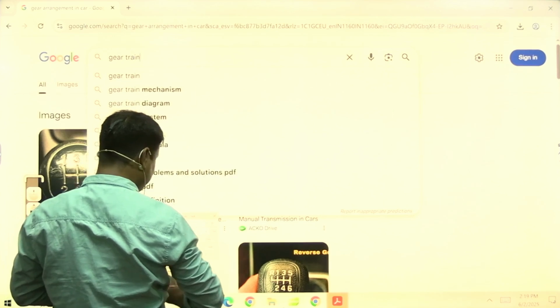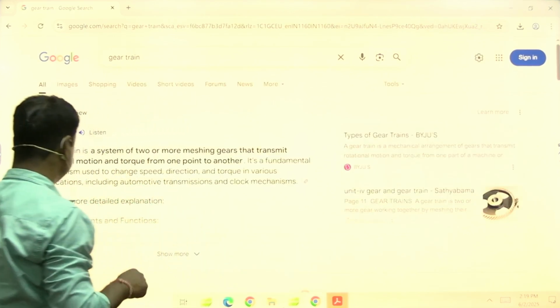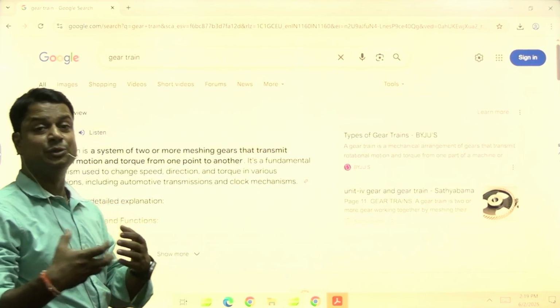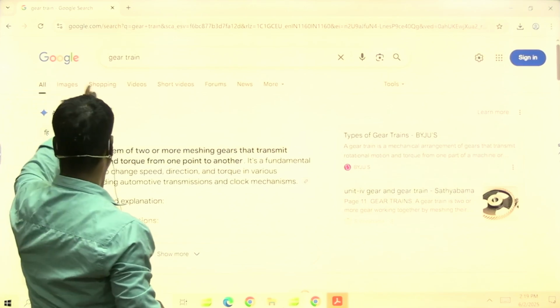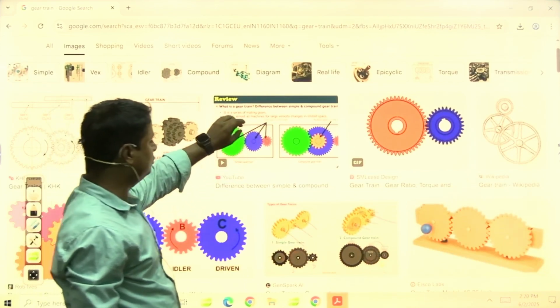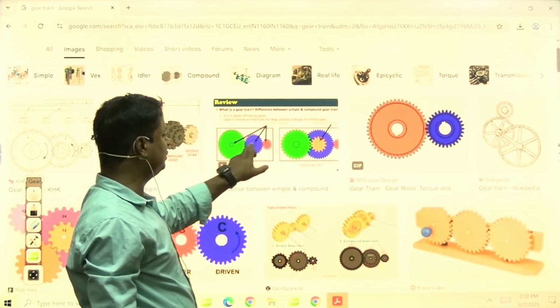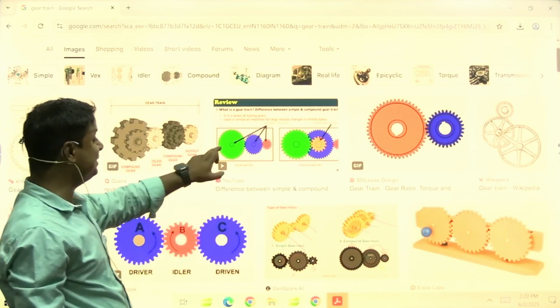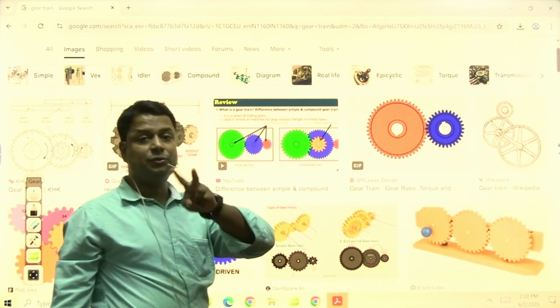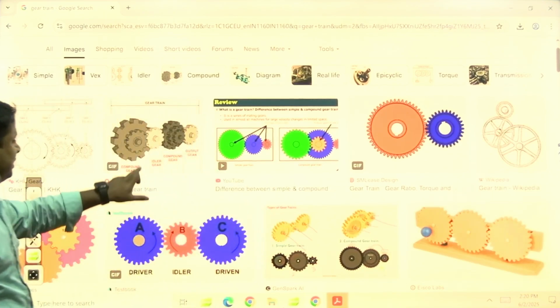When one gear is connected with another gear and gives motion, this arrangement is known as a gear train. You may put in the image and look. These are known as gear trains. When two, three, or four gears are connected, it is known as a simple gear train. When there are two gears on a single shaft, it is known as a compound gear train.